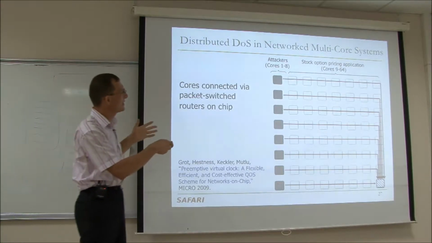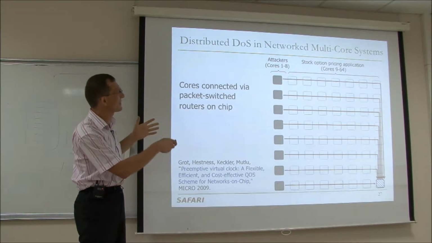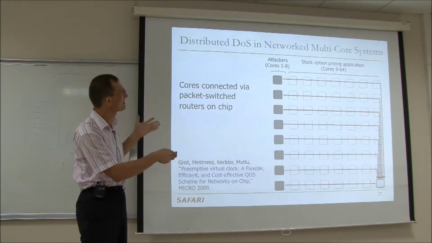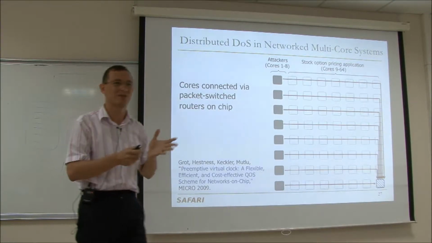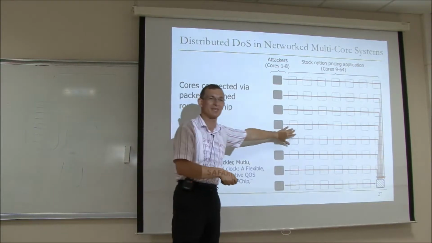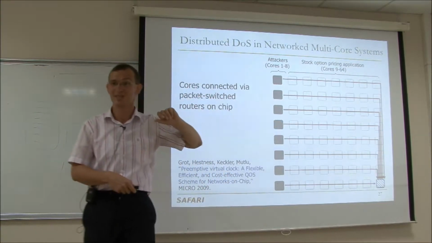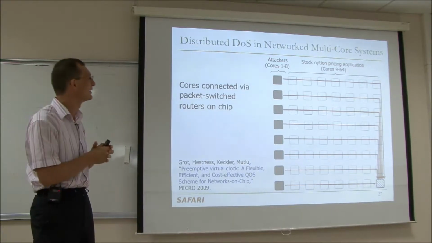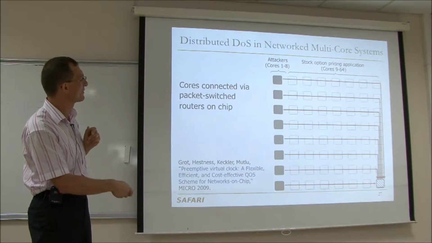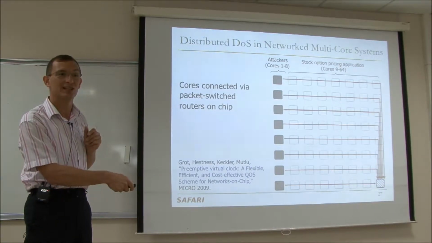You can have 8 cores like this. I call them the attackers. And some other application over here. It's stock option pricing, just for fun. This is actually a real result, by the way. Black-Scholes is a stock option pricing application from Parsec Workload Suite. It does the stock option pricing with some learning methods. And all of these may be accessing a memory controller over here, right?